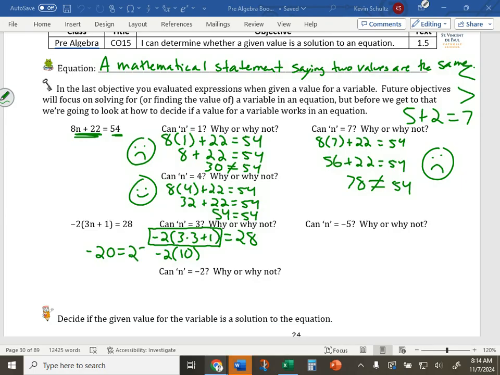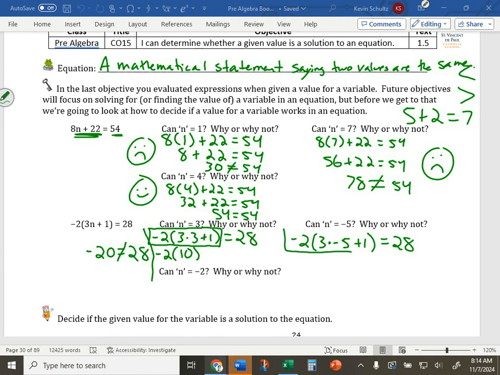Okay? So does negative 20 equal 28? Does not, right? Obviously. Okay? So can n be 3? No, it cannot. Okay? Let's try the next one. Again, I'm going to have to do the same thing here. Is n negative 5? So we're going to take our expression in parentheses, 3 times negative 5 plus 1.